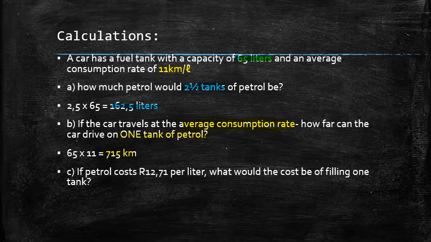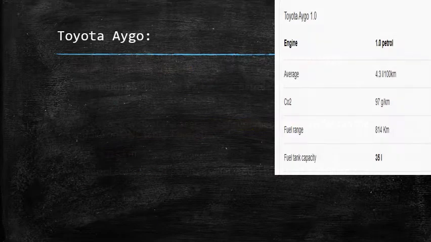If we look at question C, if petrol costs 12 Rand 71 cents per liter, what would the cost be of filling one tank? So in other words, in this case, what's important is the price per liter, and also the fact that they're asking us about one tank. So 12,71 times 65 gives me 826 rands and 15 cents.